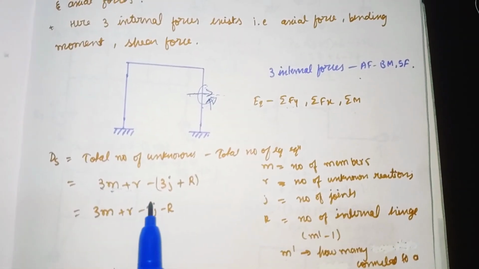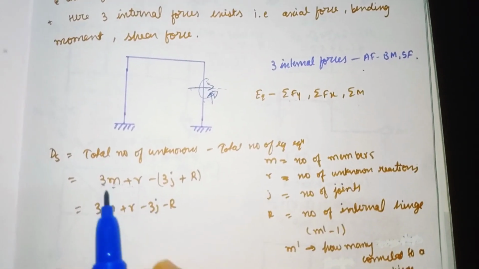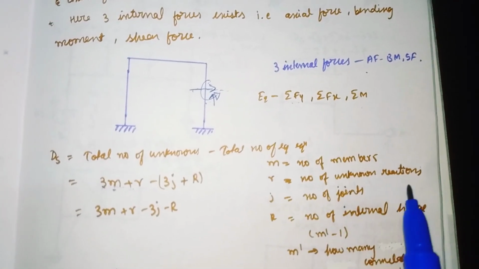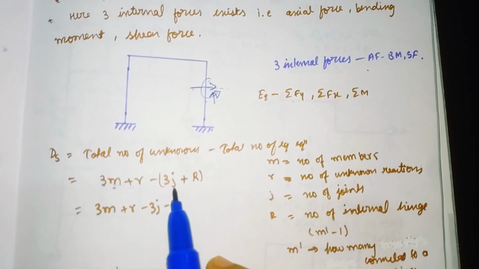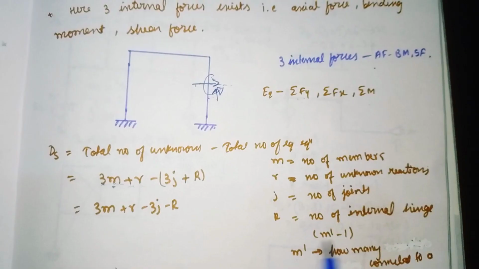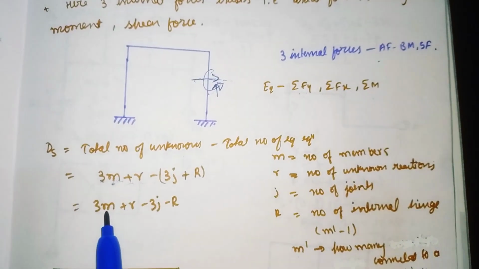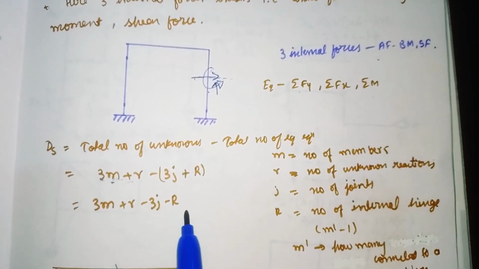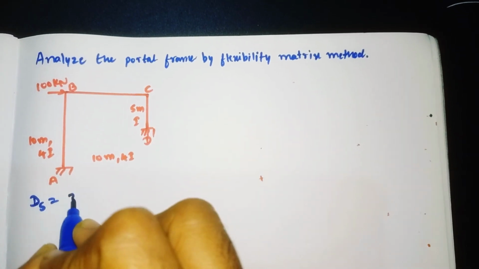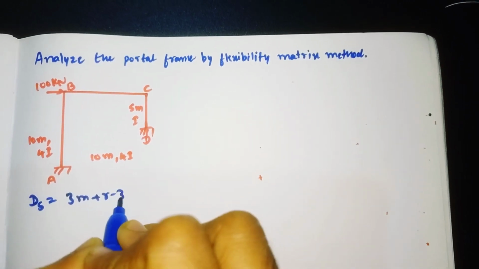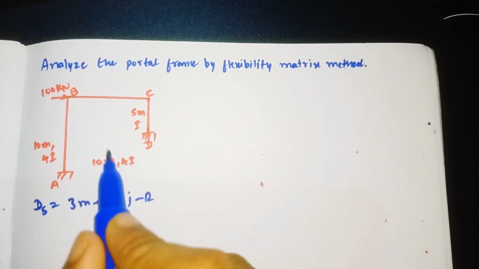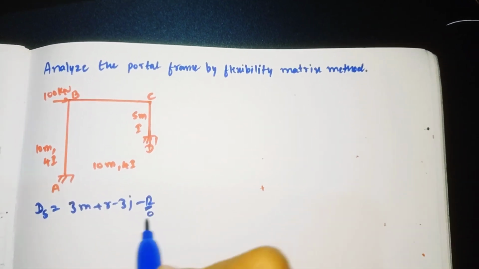By using this formula we will calculate the degree of static indeterminacy. Here M is the number of members, R is the number of unknown reactions, J is the number of joints, and R is the number of internal hinges. So our formula is DS = 3M + R - 3J - R. There is no internal hinge, so it becomes 0 here.